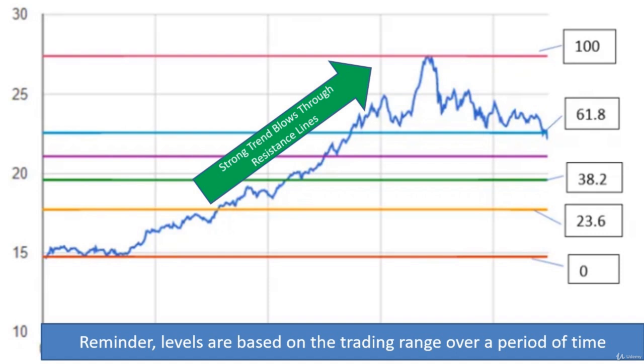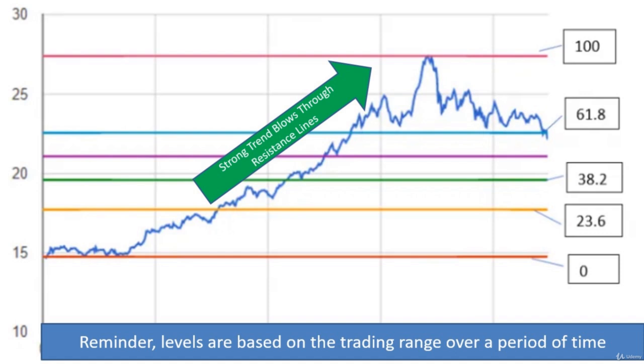So you can see that the strong trend is going to blow through these resistance levels, these things that resist going through them. And then it gets up to that resistance level of 100 eventually, and then starts coming back down. And then we're looking at the bottom would be support levels. But you can see that when you're watching with Fibonacci, you want to be watching, is it truly going to break through that level, or is it going to come back down off it?